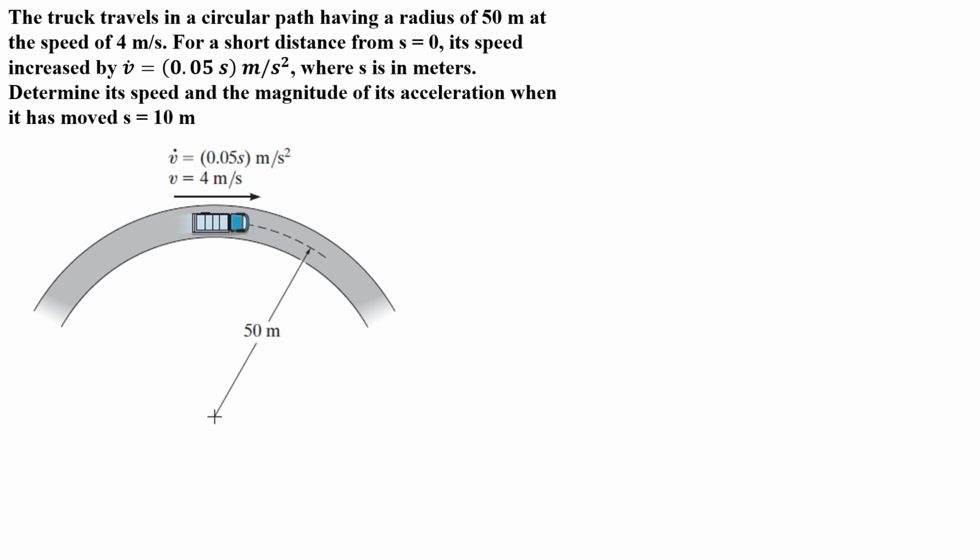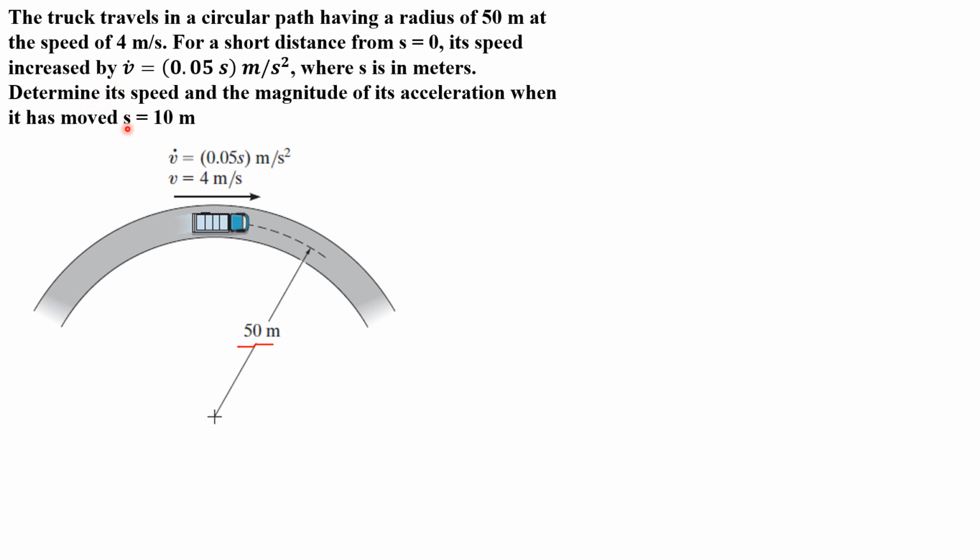A truck travels in a circular path having a radius of 50, so that's the radius of curvature, and the speed of 4 meters per second. For a short distance, starting from s equals 0, its speed increases by this relation. So just for a short duration of time, we have 0.05 s. So this is the acceleration, right? And this is the tangential acceleration. s here is in meters.